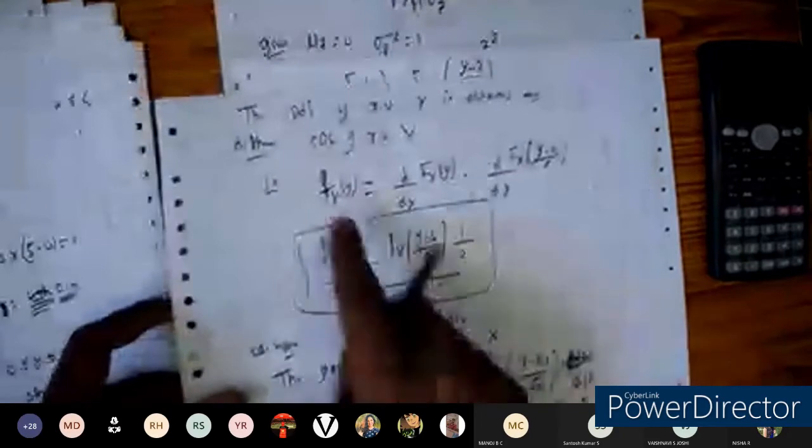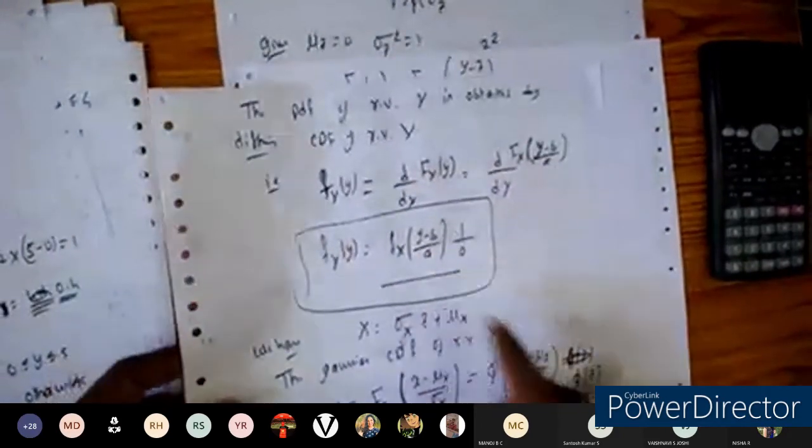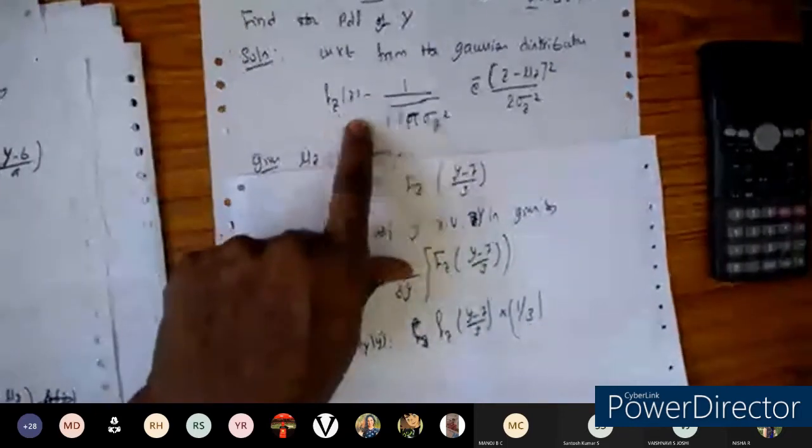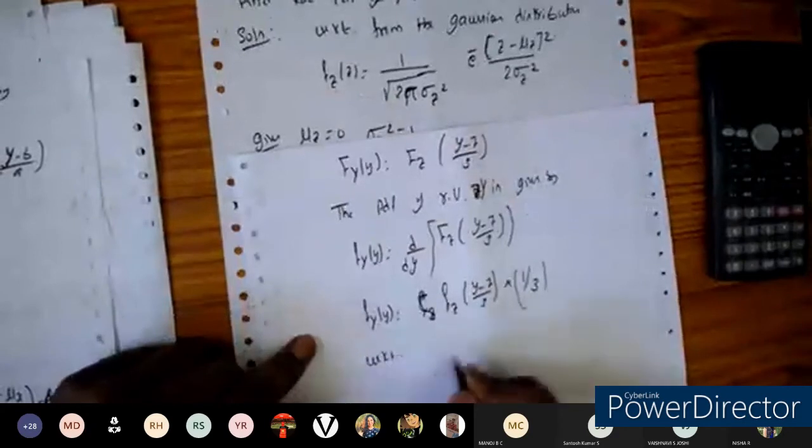So as per the formulas, what we are doing here is fY of y equal to d by dy of this one, so 1 by a into this one here. The same concept we are doing here. But we know that the value of fZ of z is this, so this is the value of fZ of z here.